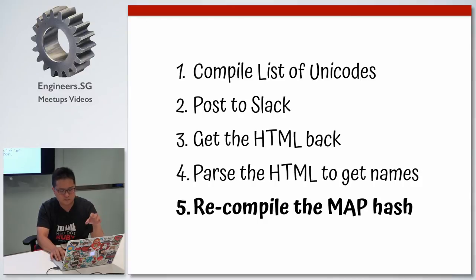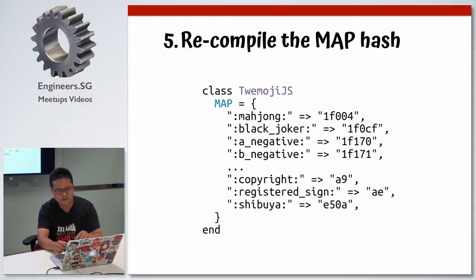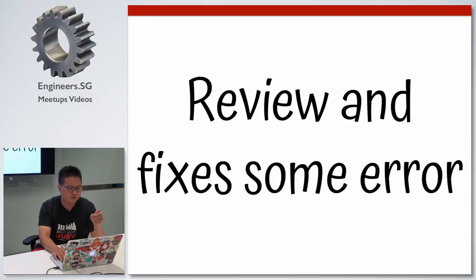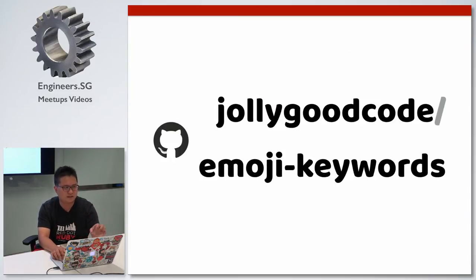And when I got the map hash, it will look like this. Then I review and fix some errors, then we open source this library. So you can actually use all the emoji names and codes from this repository. You can use it for JavaScript because it is a JSON format for all kinds of emojis for Unicode 8.0.